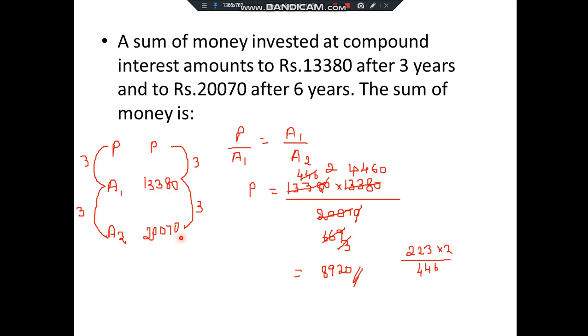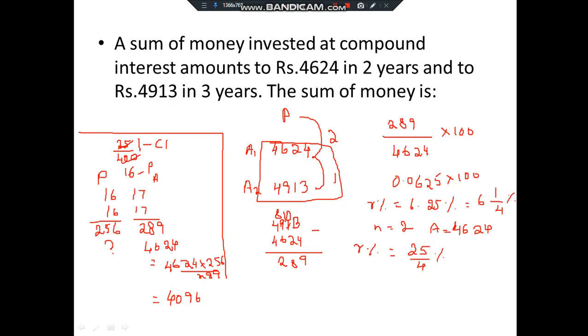I hope you are very clear now. Yes. So write it down. We will follow the ratio P by A1 is equal to A1 by A2. So simply substitute the value for A1 and A2, keeping P on the left hand side. So P is equal to A1 into A1 by A2. On cancelling, you will get the principal as 8,920. Hope you are very clear with this concept. Yes. We have seen the first condition when the number of years are same.